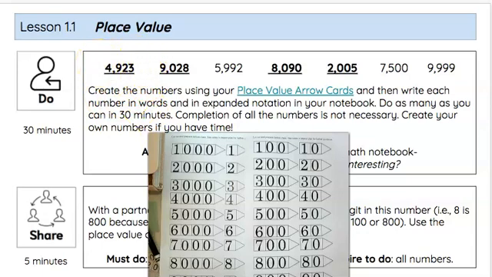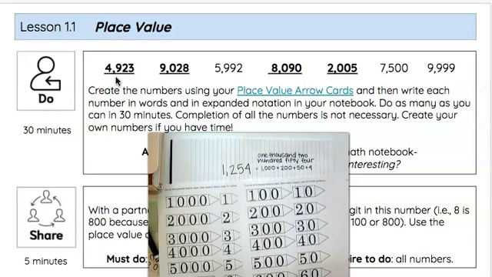Start with the first number. Use your place value arrow cards to put that number into expanded notation and to name it. It should look very similar to what we did earlier. Do as many as you can in 30 minutes. If you finish all of these numbers and you still have time, you can create your own numbers, or you can consider the following questions.